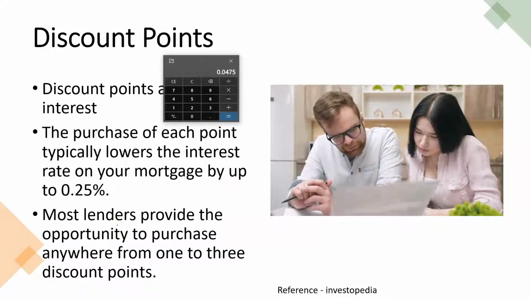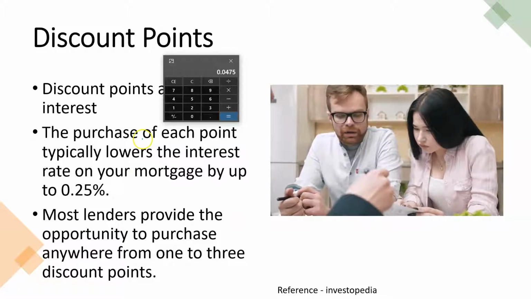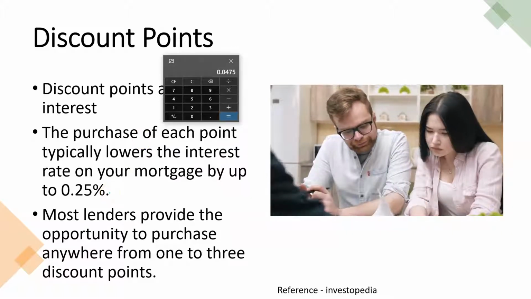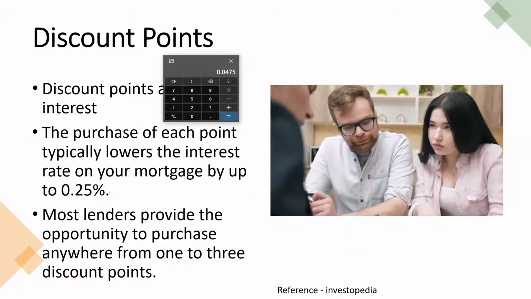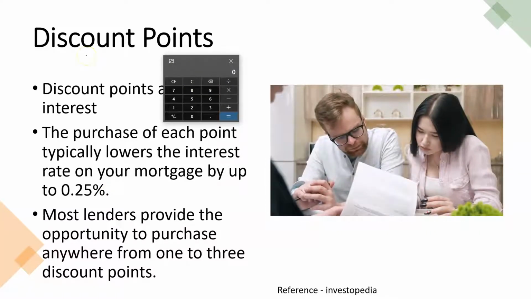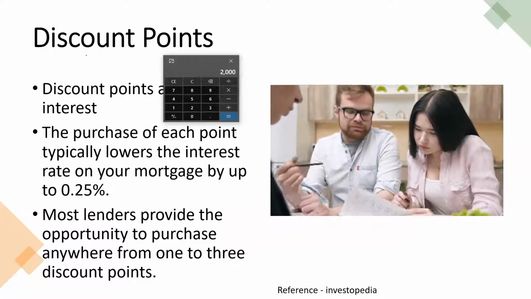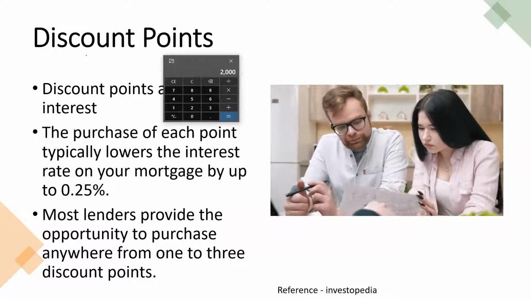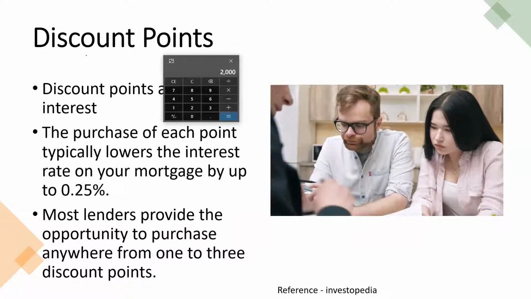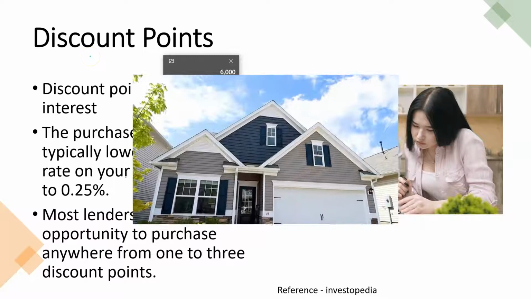Now, most lenders provide the opportunity to purchase anywhere from 1 to 3 discount points. So if 1 to 3 discount points, which we said cost 1% of the loan amount. So once again, if we had the $200,000 loan times 0.01, if we were to purchase 1 point, it would cost us $2,000. If we purchased all 3 points, times 3, we're talking $6,000 on the purchase.